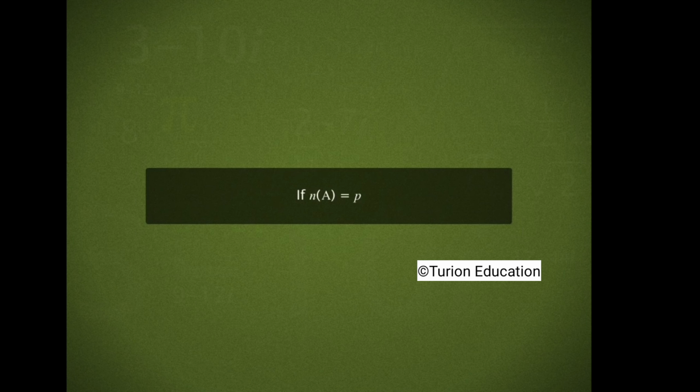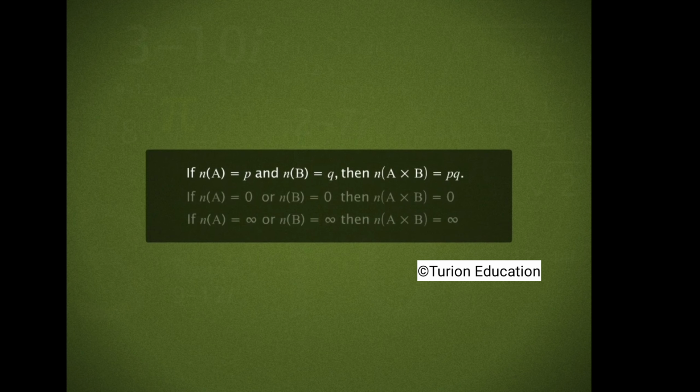By generalizing this observation, we may say that if there are P elements in set A and Q elements in set B, then there will be PQ elements in A cross B. In other words, the cardinality of the Cartesian product of sets is the product of the cardinalities of the given sets. This holds true even when one of the sets is empty or infinite.